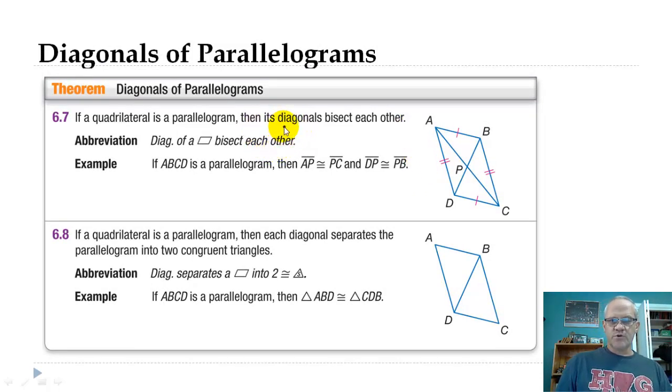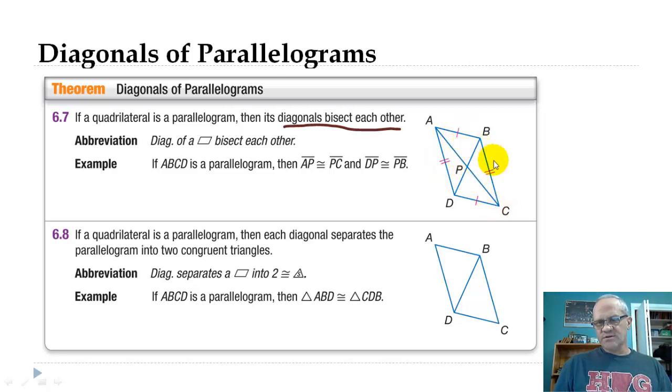In this first one here, we say the diagonals bisect each other. Remember, bisect means to split it exactly in half. The diagonal is from one vertex to the opposite vertex. So from A to C is a diagonal, and from B to D is a diagonal. And where those two lines cross, that splits AP and PC into two equal parts.